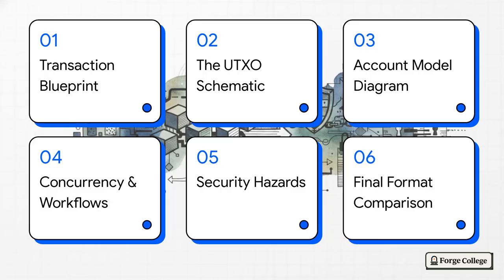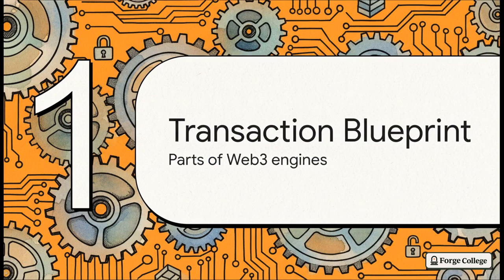Before we get grease all over our hands in the mempool, here's our schematic for today. We'll be looking at the transaction blueprint, the UTXO and account models, concurrency workflows, security hazards, and then we'll wrap it all up with a final format comparison. Section 1. The Transaction Blueprint, or as I like to call it, the parts list of Web3 engines.